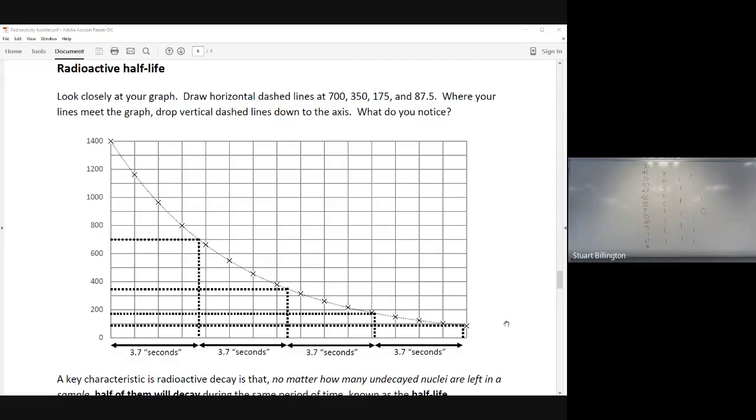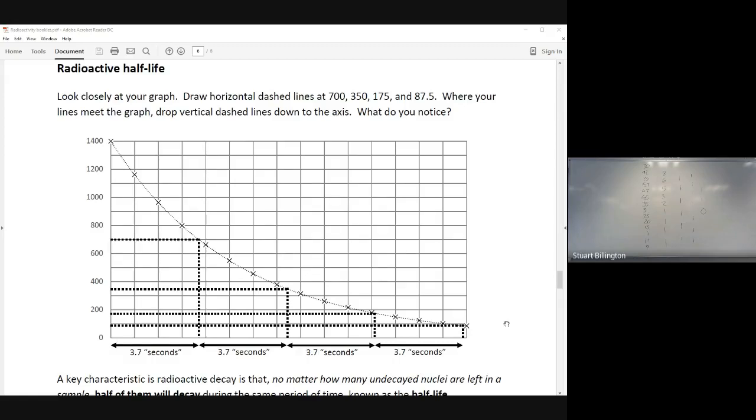But remember, when you've got a lot of atoms, you're going to lose a lot of atoms because there's a lot of them to decay. When you've only got a handful of atoms left, you're only going to lose a couple because you haven't got that many that could decay. So it is going to slow down. When you've got a lot, you're going to lose a lot. And when you've got a little, you're going to lose a little. So don't get hung up too much on the numbers. Just focus on what the graph's telling us.